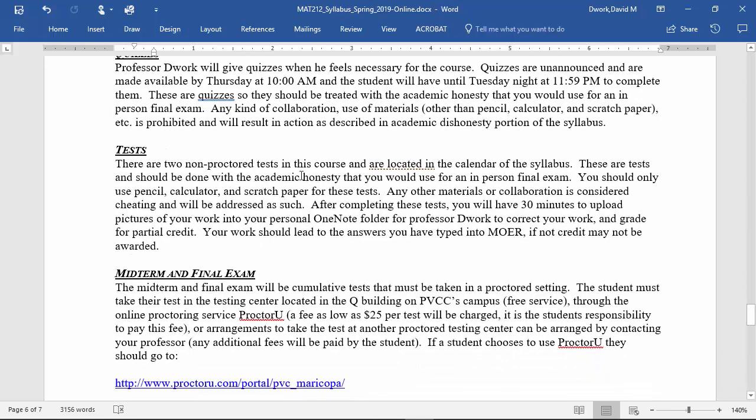So let's see here. Tests. Again, make sure you follow the rules as outlined on each individual test, but the trick to these is always, after completing a test, you'll have 30 minutes to upload pictures of your work to OneNote. So make sure you are doing that, because if I do not have the work and it is not in a nice picture that is a high enough resolution that I could read your writing, it will be a 0 because I can't grade your work.